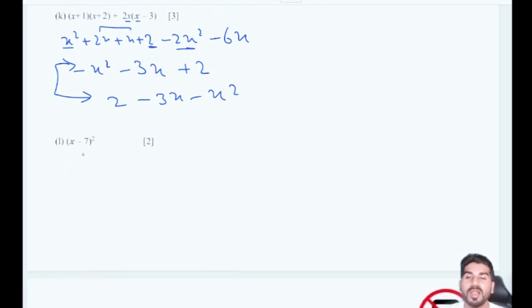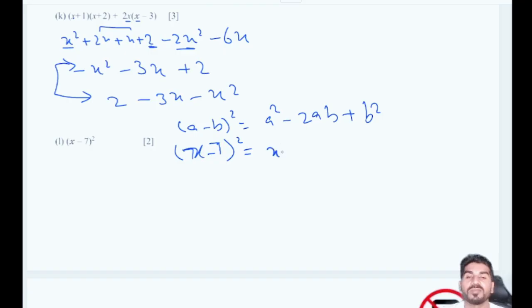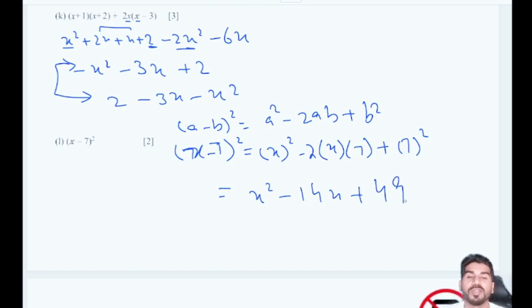Then there is part L here, x minus 7 whole square. We know that a minus b whole square is equal to a square minus 2ab plus b square. And in place of a, what is in the question? There is x, so we can just substitute in place of a, x, and in place of b, 7 here. So there, again in place of a, there will be x square, and then 2 will remain as it is. So a is again x, and b is 7 here. So there will be 7. It will be equal to x square minus 14x plus 7 sevens are 49. So this will be the answer.